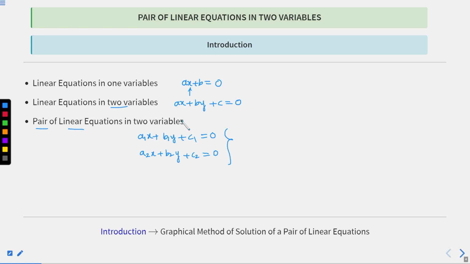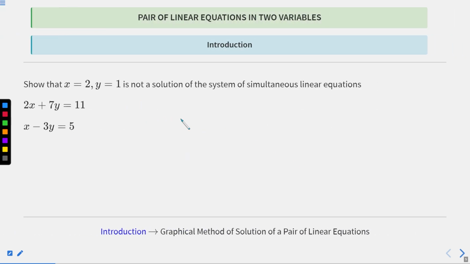Now here we have to show that x is equal to 2 and y is equal to 1 is not a solution of the system of simultaneous linear equations 2x plus 7y is equal to 11, and x minus 3y is equal to 5. How can we show that x is equal to 2 and y is equal to 1 is not a solution of this system?